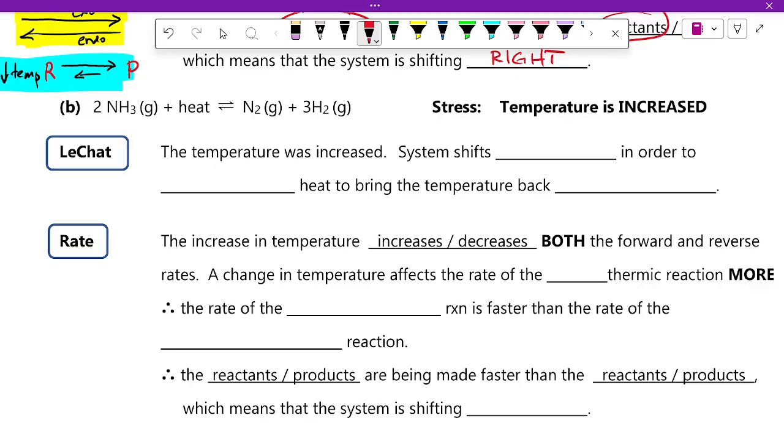Okay, here's another example. We have our endo and our exo. If our temperature is increased, which way does it shift? Yep, it shifts right in order to do what with heat? Absorb, to bring the temperature back down.